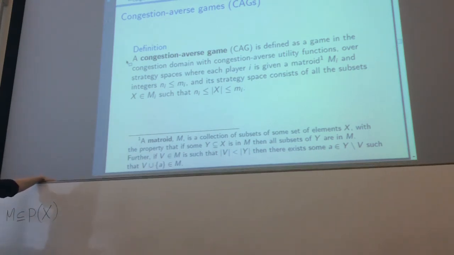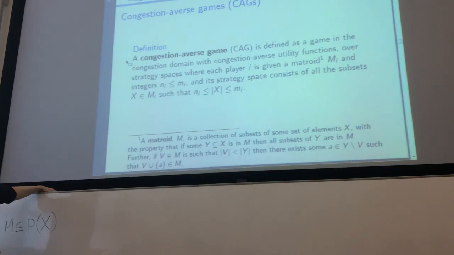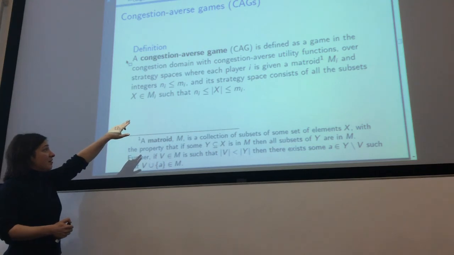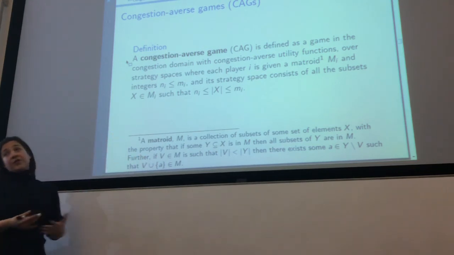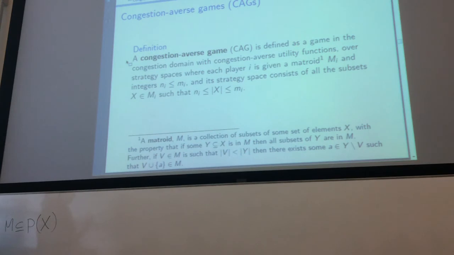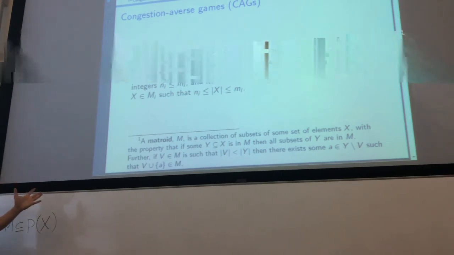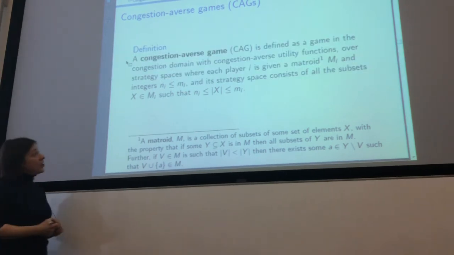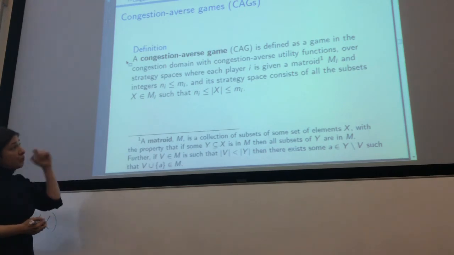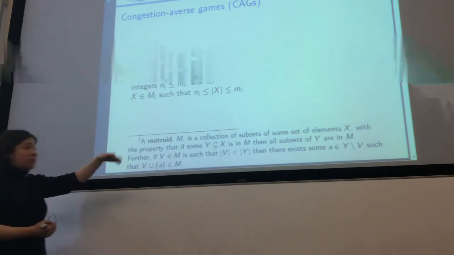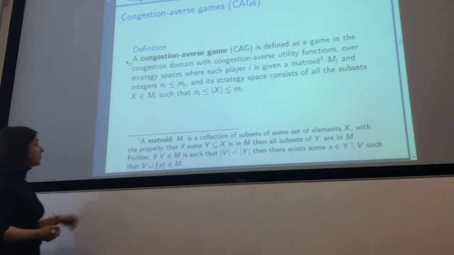And why the matroid structure is relevant to us is that we can model the strategy spaces of the agents as matroids. Okay? You remember that the strategy space of an agent is what? Some subcollection of the power set, right? Some collection of subsets of the resources that we have. So for each agent, his strategy space would be given by some matroid Mi that would satisfy those properties.